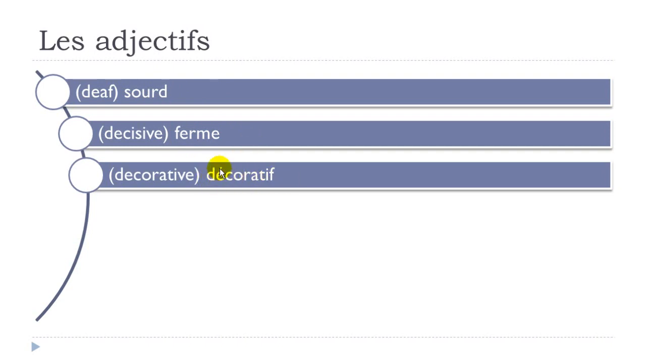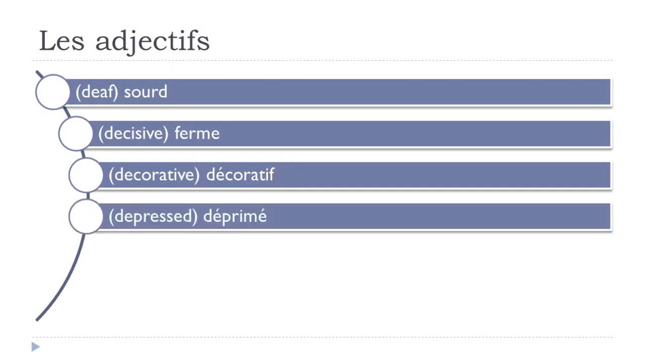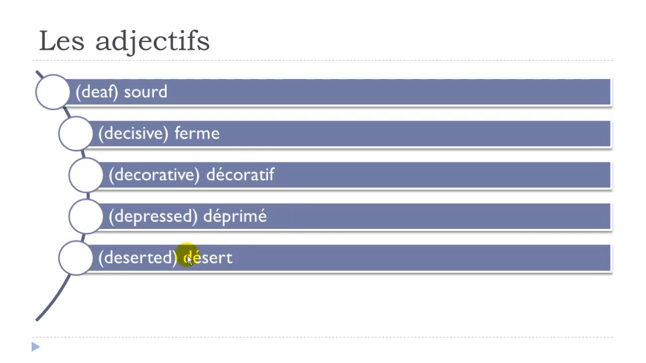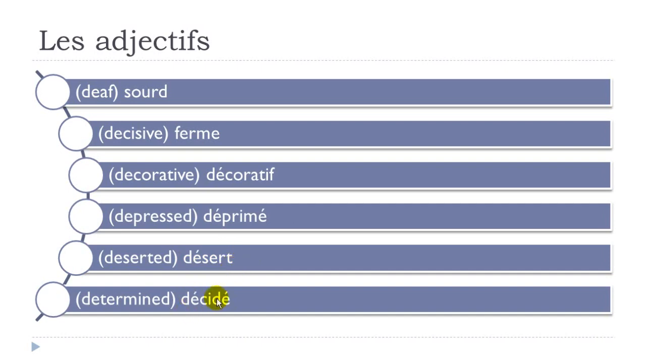Décoratif. Okay, accent aigu et décoratif. Décoratif. Déprimé. Désert. Okay, remember, final T not pronounced. Désert. And really this z sound just because you get one S between the two vowels. Okay, z. Désert. Décider. Okay, remember, accent aigu here and here, so et décider. Décider.